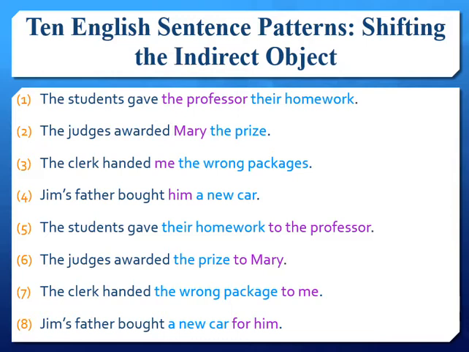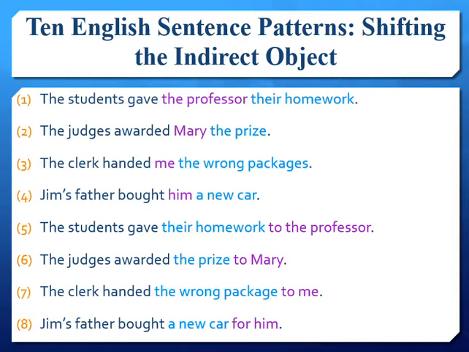If the indirect object is shifted after the direct object, then the preposition to will precede the indirect object, except in cases such as sentence 8 that requires the preposition for instead. For example, the indirect object, the professor, is shifted after the direct object, their homework, preceded by the preposition to in sentence 5. Whereas the indirect object, the professor, cannot be preceded by the preposition to when the indirect object, the professor, is shifted before the direct object, their homework.